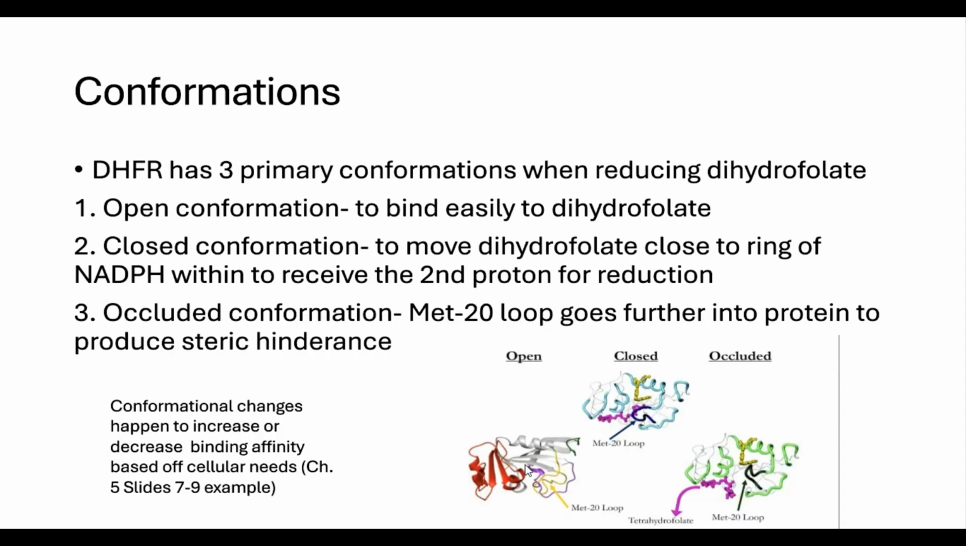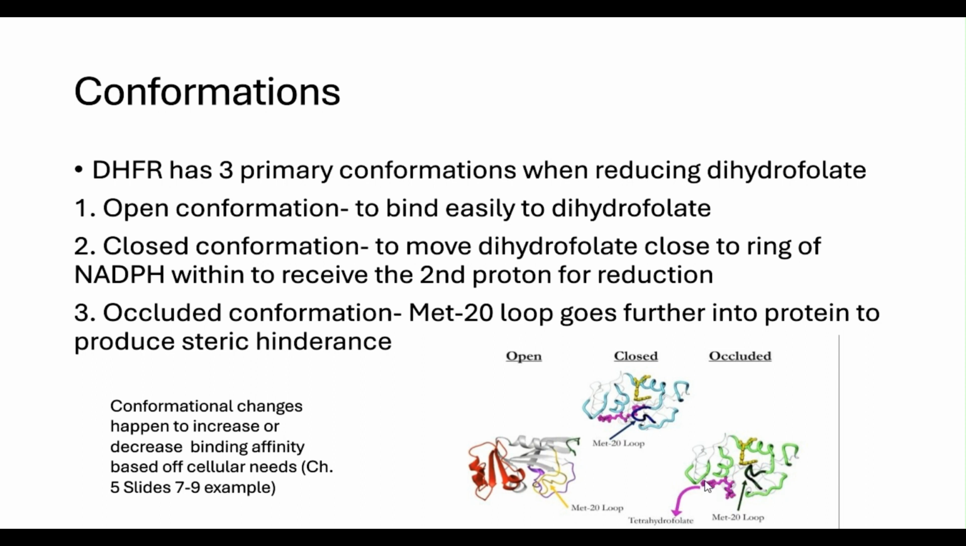So here's a chart of those different conformations. There are 3 primary conformations for DHFR while reducing dihydrofolate. It starts in an open conformation, where this methionine 20 loop is spread out from this site right here, and this makes it super easy for dihydrofolate to bind. As soon as dihydrofolate hits the active site, this methionine loop will close, which will bring the dihydrofolate in contact with this prosthetic group, which provides the second proton for the reaction to fully form tetrahydrofolate, as you can see here.